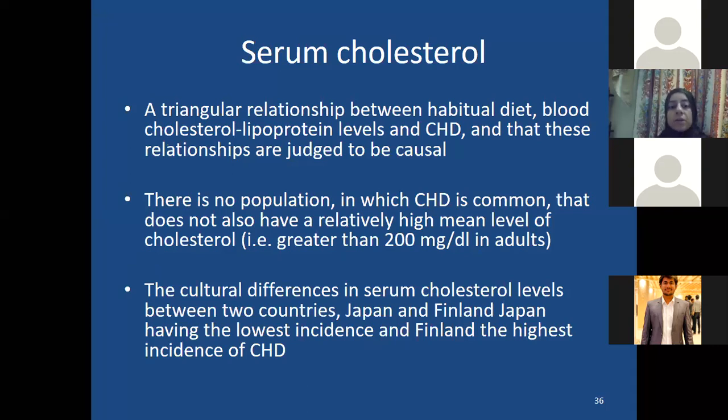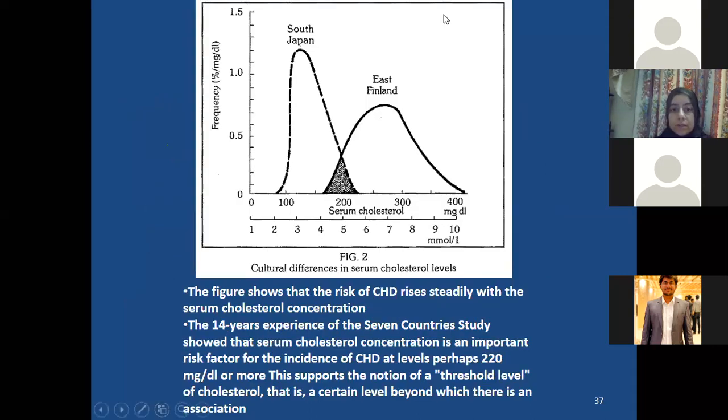There is no population in which CHD is common that does not have a relatively high mean level of cholesterol. That means greater than 200 milligrams per deciliter in adults. So it's very rare to have people having CHD with lower levels of cholesterol. There are cultural differences in serum cholesterol levels between countries. For example, Japan and Finland, Japan having the lowest incidence and Finland having the highest incidence of CHD. We'll see how these factors affect the cultural differences.